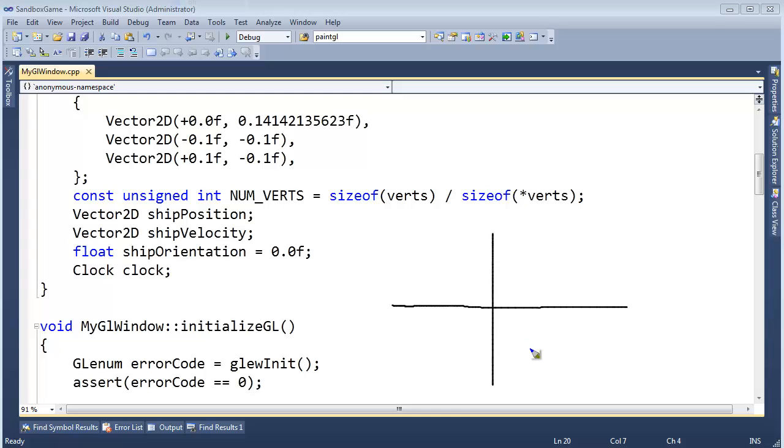Remember we have the three vertices that make up the ship. We have the one that points straight up to make the tip, and then we have the other two that come down here. If I can figure out where the tip's going, then I know the direction of the ship. I'm going to ignore the bottom left and bottom right vertices for now.